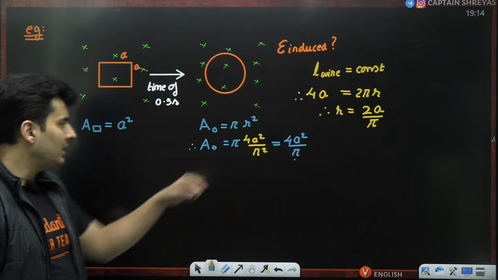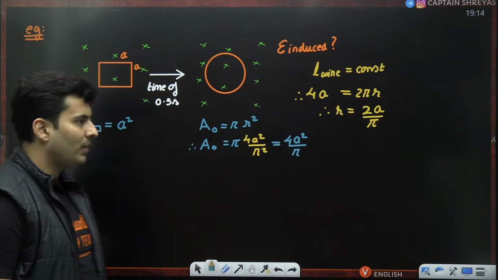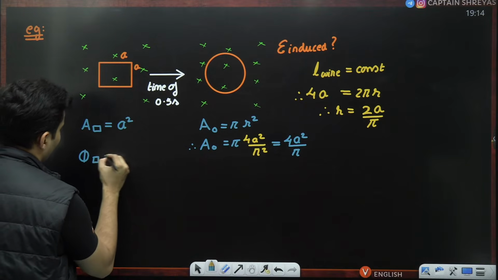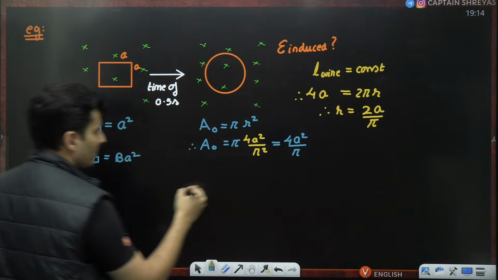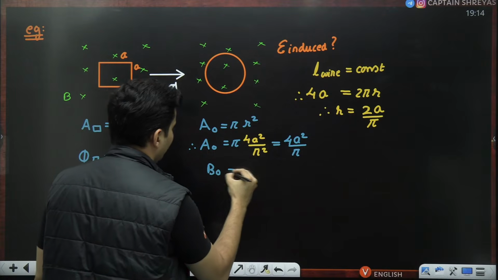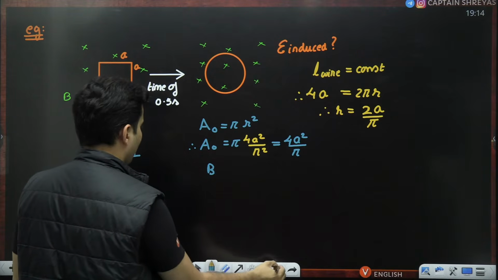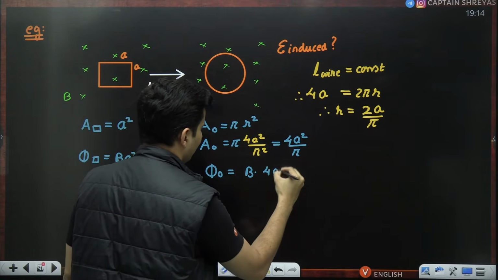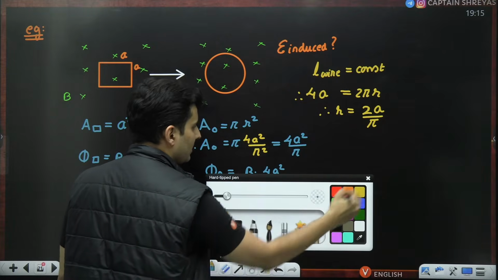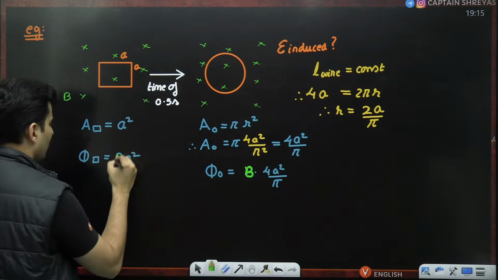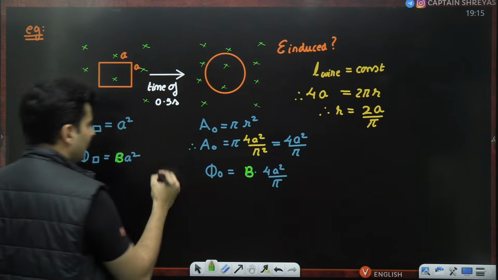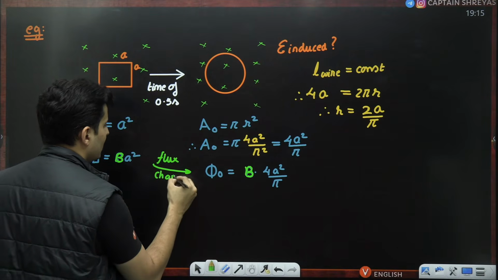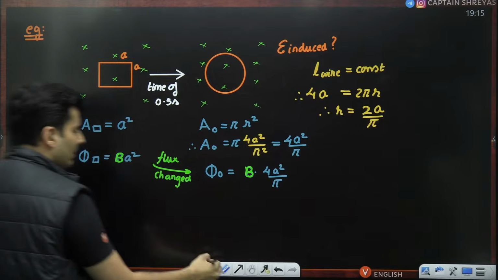Because the area has changed from a square to 4a square by pi, obviously the flux has also changed. So the flux before will be magnetic field into area, and the flux later on will be magnetic field into area, which is 4a square by pi. This is your magnetic field. So flux has definitely changed. So because of that, EMF will be generated.